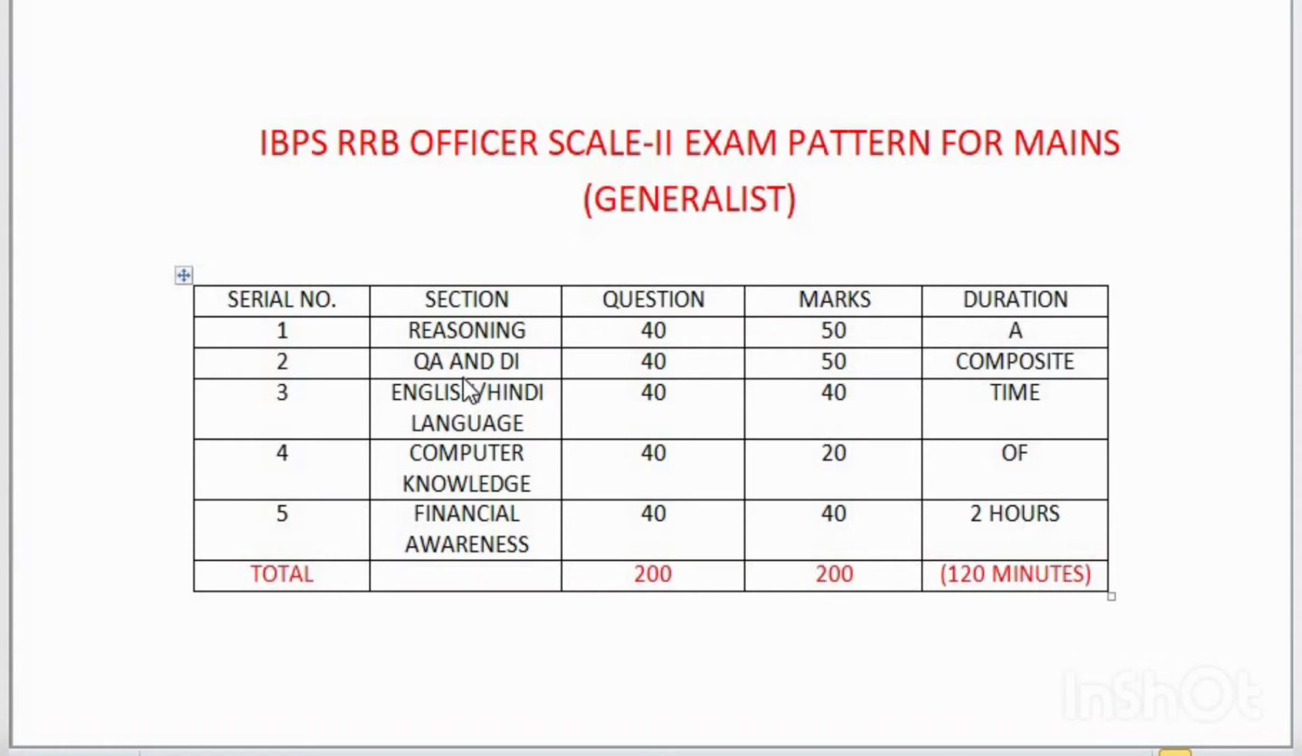It consists of 5 sections, and the sections are reasoning, quantitative aptitude and data interpretation, English or Hindi language, computer knowledge and financial awareness. Reasoning consists of 40 questions of 50 marks. Quantitative aptitude and data interpretation consists of 40 questions of 50 marks. English or Hindi language consists of 40 questions of 40 marks. Computer knowledge consists of 40 questions of 20 marks. And last but not the least, financial awareness contains 40 questions of 40 marks. So you will have a composite time of 2 hours like in the earlier cases. And a total of 200 questions of 200 marks are there.